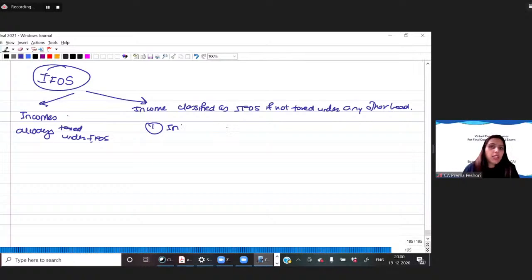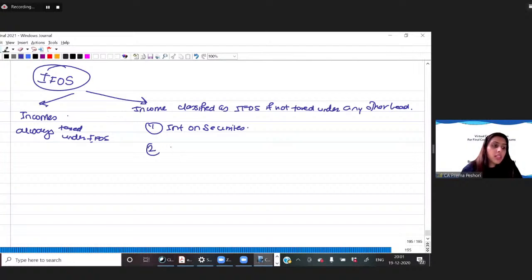Interest on securities. So interest income is chargeable under EFOS only if it is not chargeable under the head PGBP. Interest income is chargeable to EFOS if it is not covered under PGBP. If it can be taxed under PGBP, then it will not be taxed as EFOS. Interest income taxable under PGBP, if it is on account of any business expediency, will not get classified here. Are you clear?